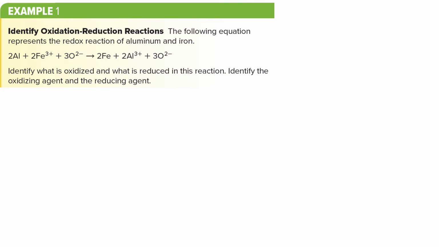Now, identify oxidation reduction reactions. Let's have a look at this question. It's saying the following equation represents a redox reaction of aluminum and iron. Aluminum and iron في حضور الأكسجين. Identify which atom was oxidized, okay, and what is reduced in this reaction. يعني مين اللي reduced ومين اللي oxidized ومين ال oxidizing agent ومين ال reducing agent.